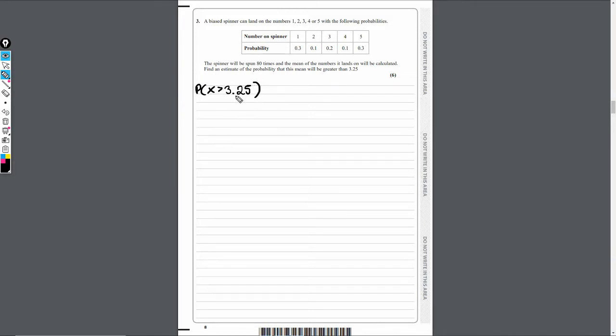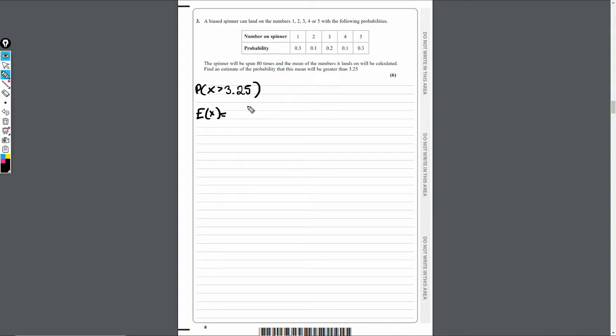But how do we do this? Well, the first thing we could do is work out the expected value here. So E of X, how do we work out E of X for discrete random variables? Well, E of X is going to be the sum of these multiplied together. So 1 times 0.3 plus 2 times 0.1 plus 3 times 0.2 and so on. So it's going to be the summation of these.